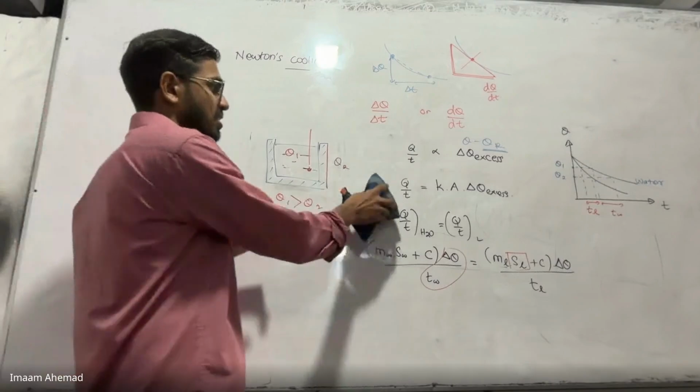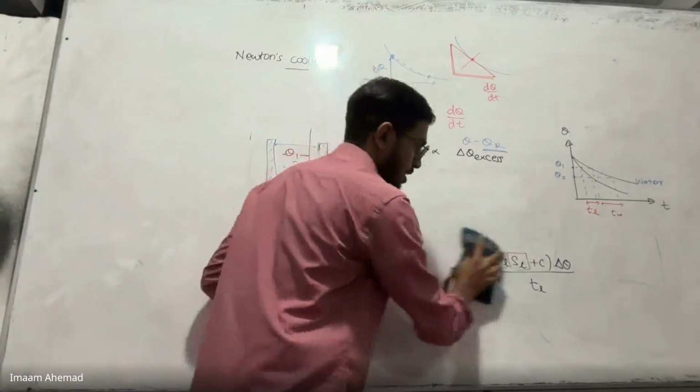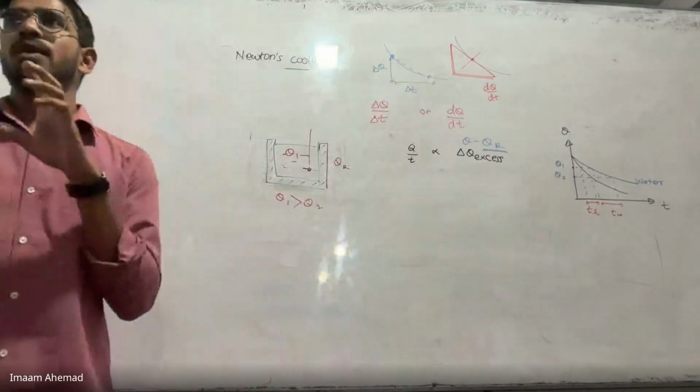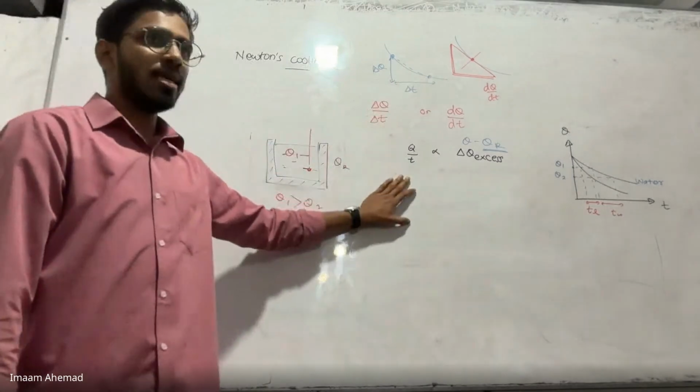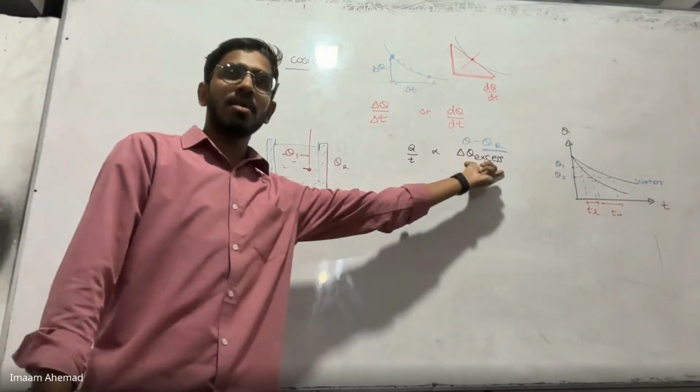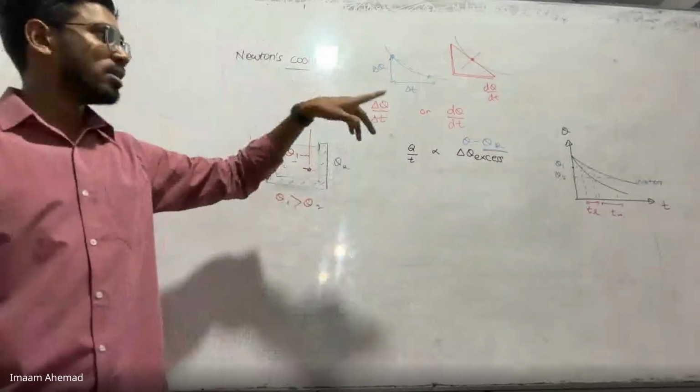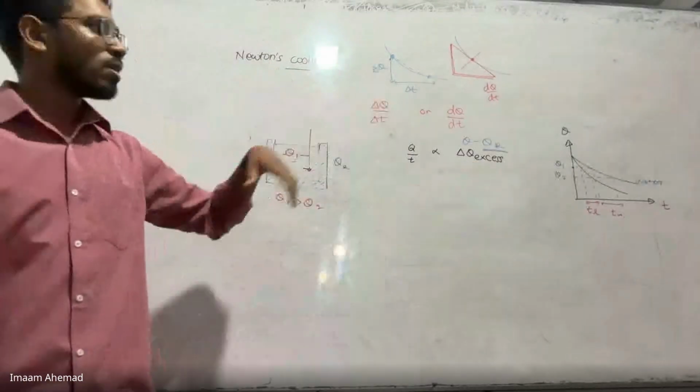So in our case, we don't need this. Okay, just forget about that. Now, if we can prove Q over T is proportional to excess temperature, then we can prove Newton's cooling law. We can verify it.